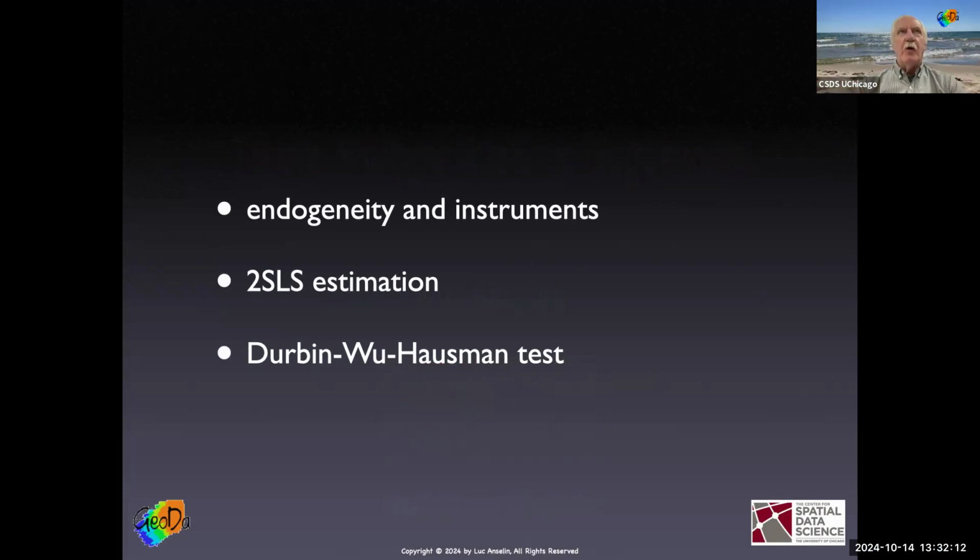And the old fix is by means of instrumental variables. And then we'll go into the situation where we have, in a sense, too many instruments and how we approach that. And that's where two-stage least squares comes into play.